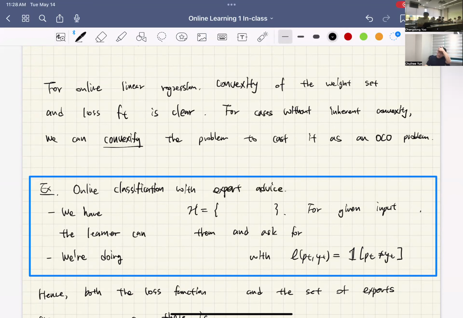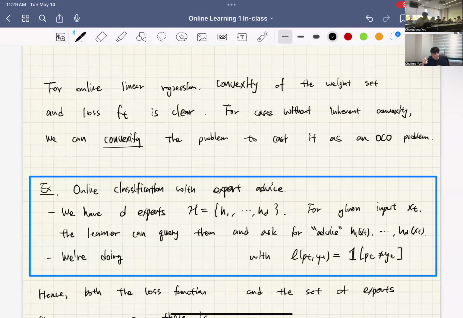Okay, so in this case, we have D experts in our hypothesis class. So this is H1 through HD, okay? D different experts. And for any given input XT, the learner can actually query them. We can ask them, what do you think is the right answer? Okay? So we can ask for the advice from the experts, which are given in the form of the predictions made by the experts, okay?